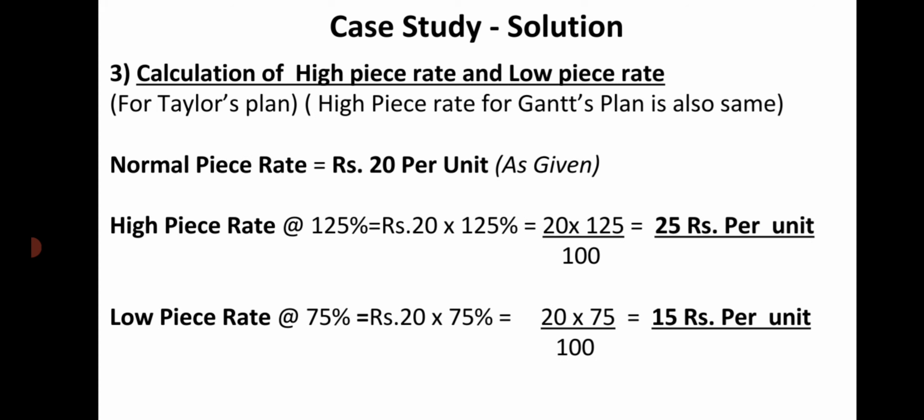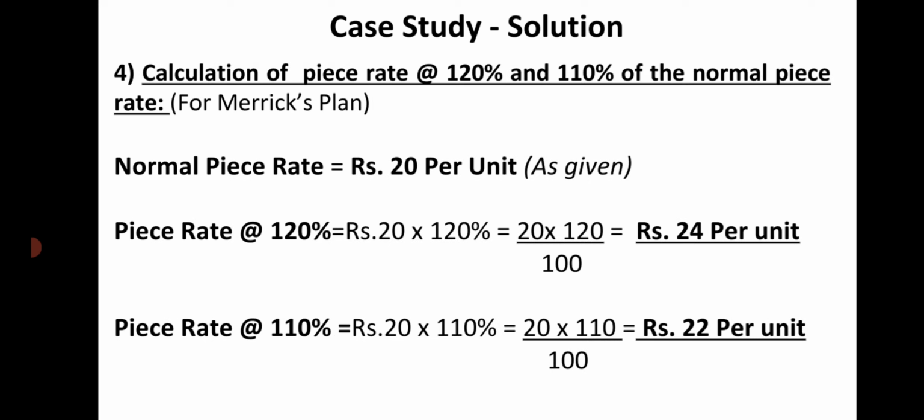Calculation of high piece rate for Taylor's plan and Gantt's task plan. High piece rate is 125% of 20 rupees per unit. It is 20 into 125%, which is 25 per unit. Low piece rate is 20 into 75%, that is 15 rupees per unit.